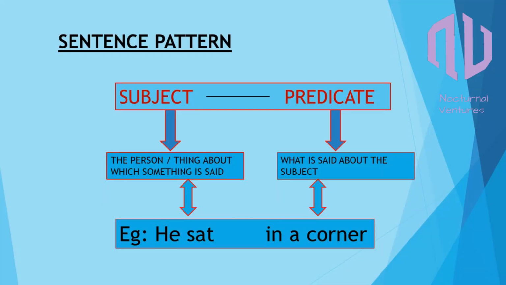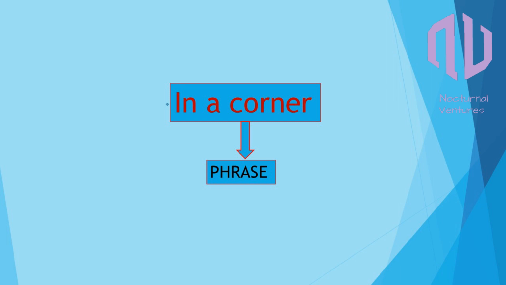For example, he sat in a corner. Now, he sat is, of course, the subject, and in a corner is the predicate of the sentence. If we remove the subject from it, this predicate cannot exist on its own. So it is a phrase.